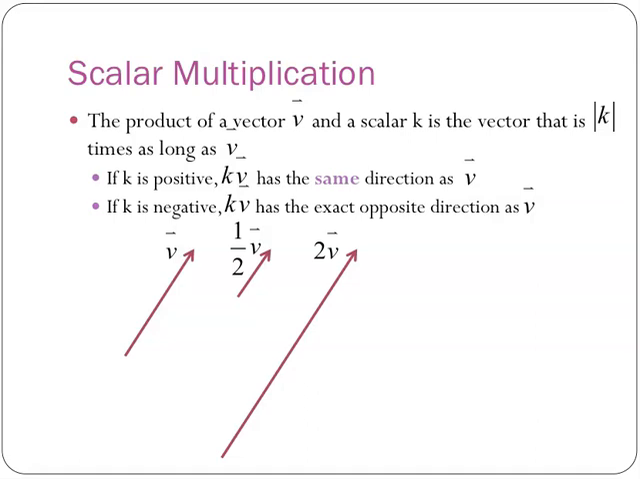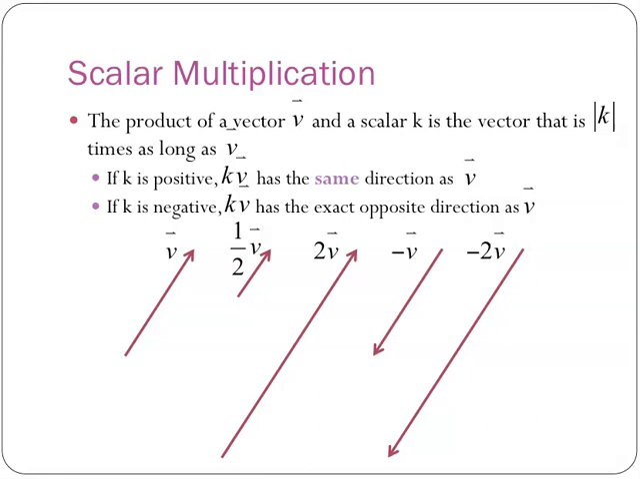Now let's look at some examples where we have negative values. So if you had negative v, which really is -1 times the vector v, that's going to have the same magnitude, but it's going to be in the exact opposite direction. If you had -2 times v, this is going to look just like 2 times v, except that the direction will be the opposite, but the magnitude will be the same as 2 times vector v.